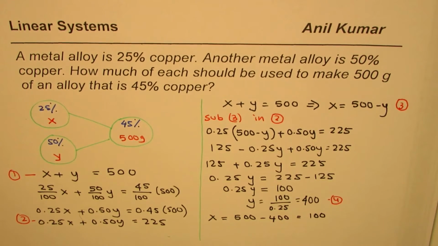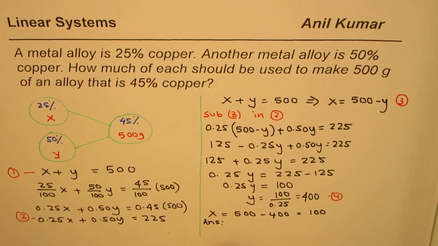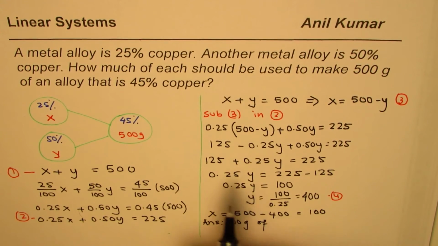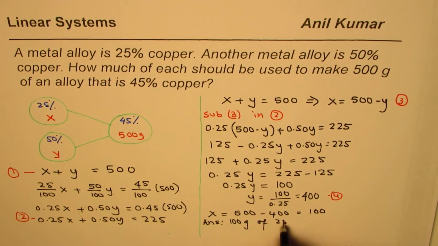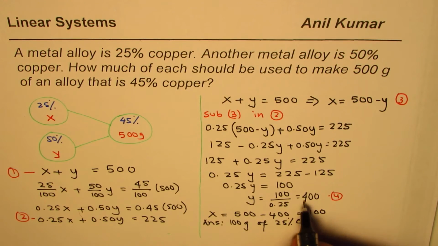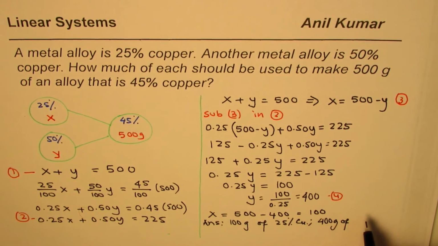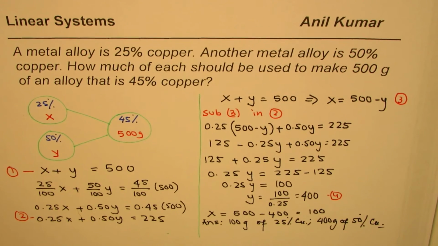So in word problems, you have to write units also. Always, don't forget about it. So the answer is, we have 100 grams of X, and X is 25% copper, and we have 400 grams of 50% copper. So that is how you could actually solve such questions.